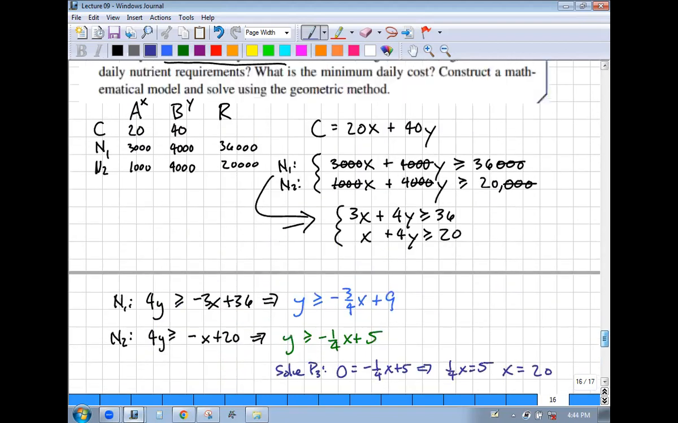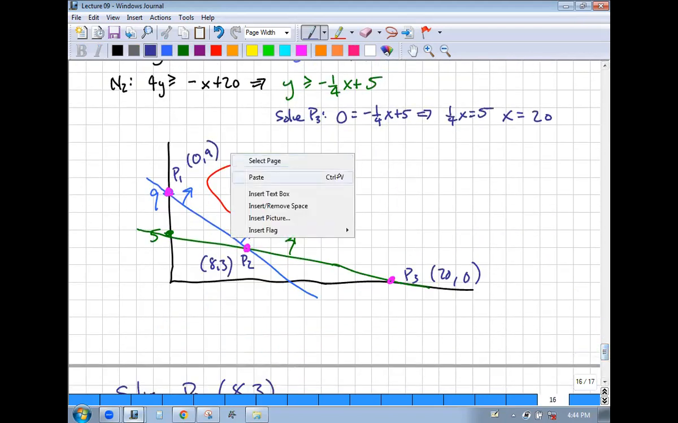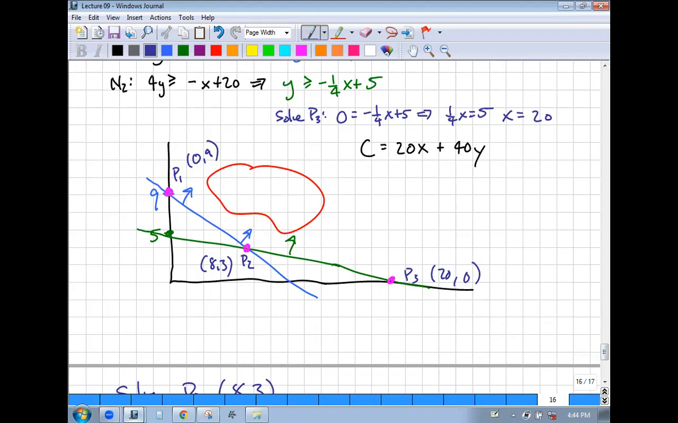So here is our cost function. Let's check out what our points are. At point 1, we have 20 times 0 plus 40 times 9. That's 9 times 4, 36. So that's 360. And at point 2, we have 20 times 8 plus 40 times 3. That's 160 plus 120, which is 280.